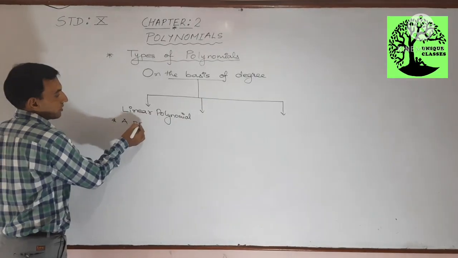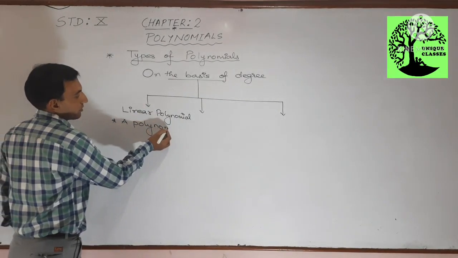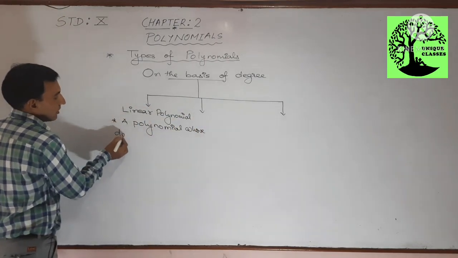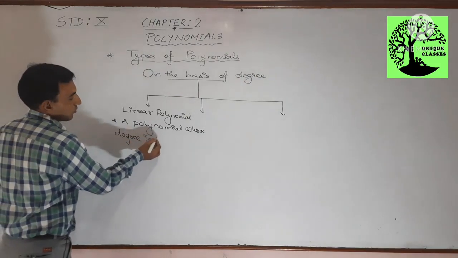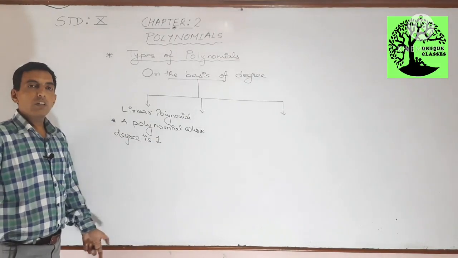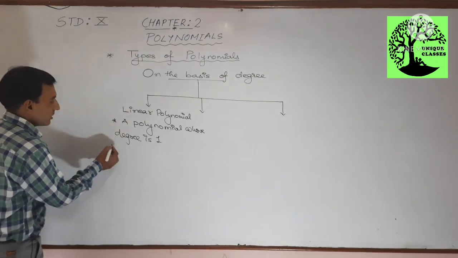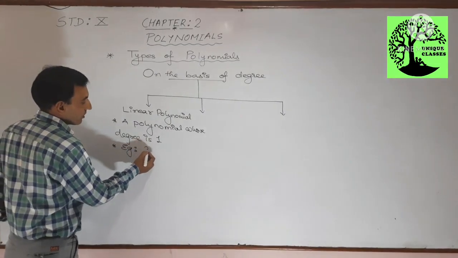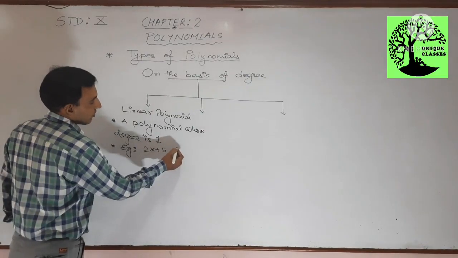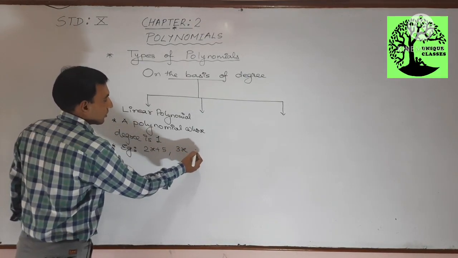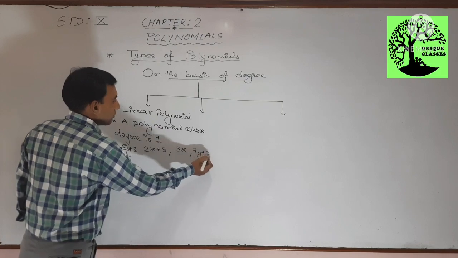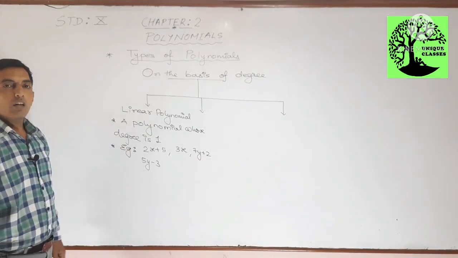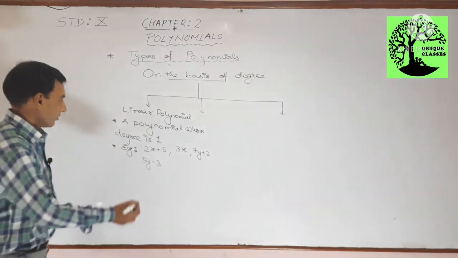A polynomial whose degree is 1 is called a linear polynomial, student. Example of linear polynomial: 2x plus 5, 3x, or 7y plus 2, 5y minus 3. So, these are the examples of linear polynomial.